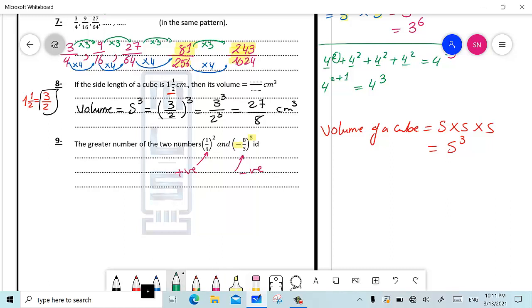And we know before that any positive number is greater than any negative number. So simply 1 over 4 all to the power of 2 is greater. Why? Because it is a positive number.